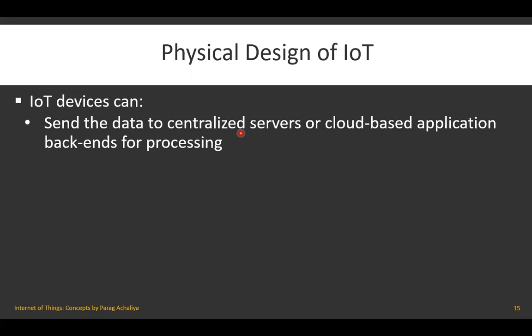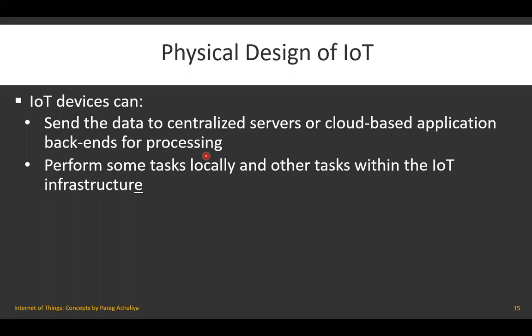Now, an IoT device can send the data to the centralized server, or it can send the data to your cloud for processing and analysis purposes. Again, an IoT device can perform some tasks locally and other tasks within the IoT infrastructure. An IoT device can perform some activity or task at the local system, or it can do this particular activity within the IoT infrastructure also. IoT infrastructure means what?